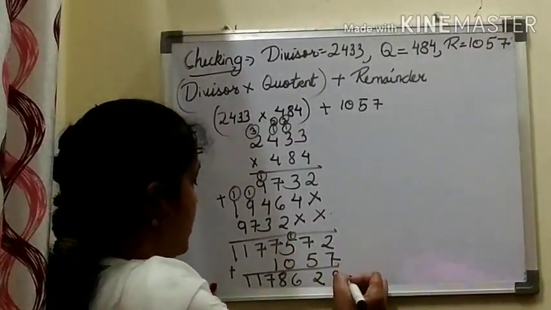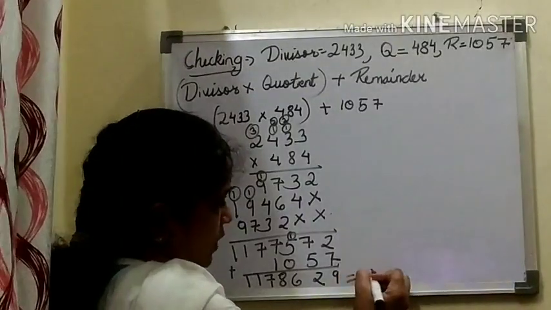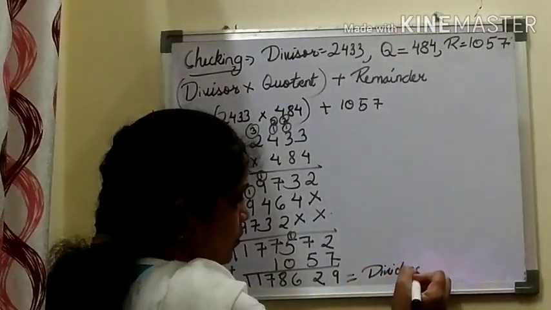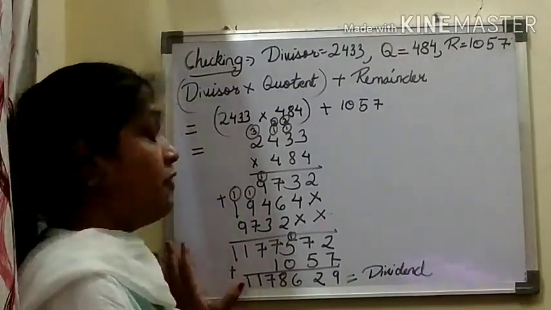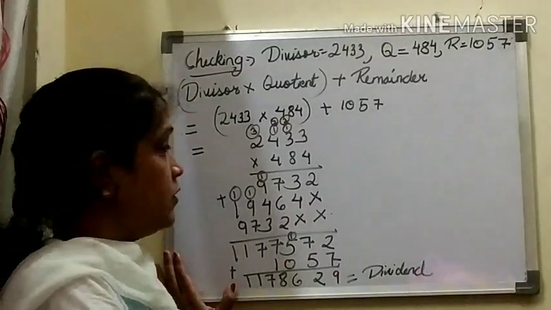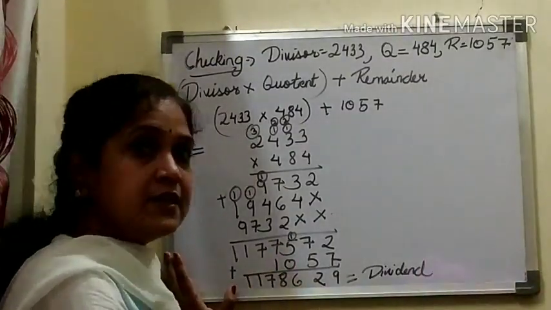So now 1,17,862, which is equal to what? This one is equal to the dividend. So what does it prove? It proves that our division is correct. We got the same answer as the dividend. So this proves that our division is correct.